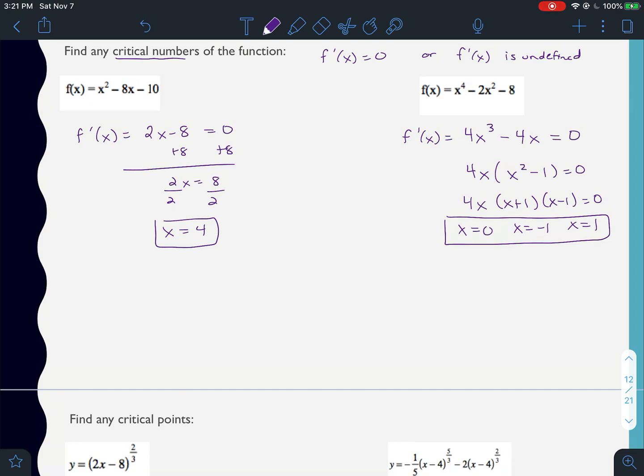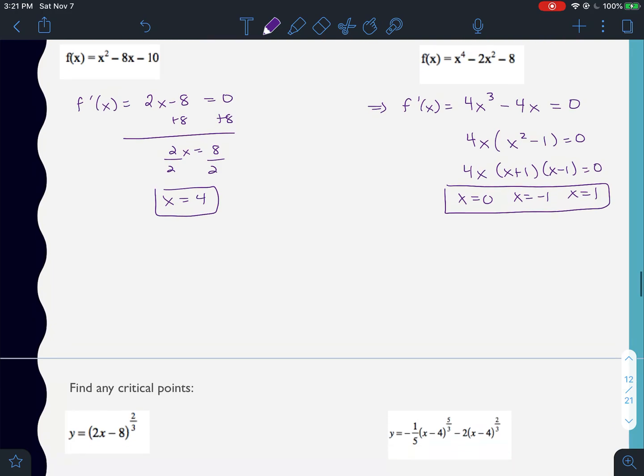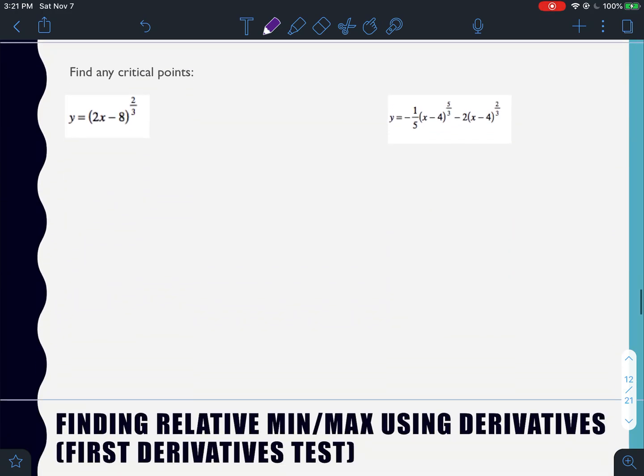So those are the three places where the derivative of the function is 0. Where is the derivative undefined? Well, 4x to the third minus 4x is never undefined. So the only critical numbers would be 0, -1, and 1. All right, let's look at the next one.